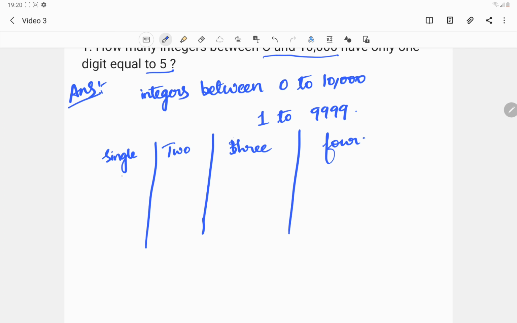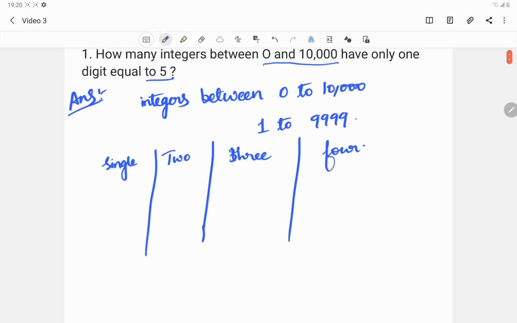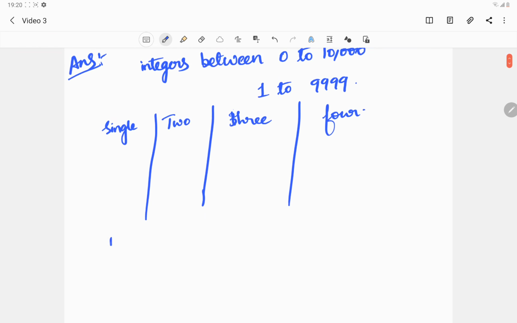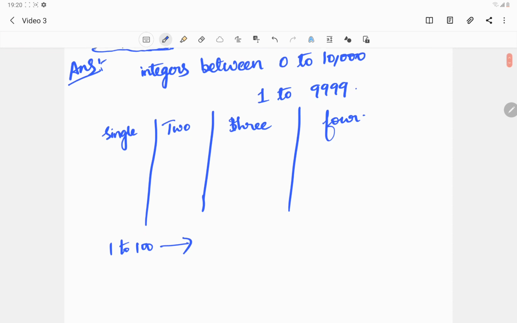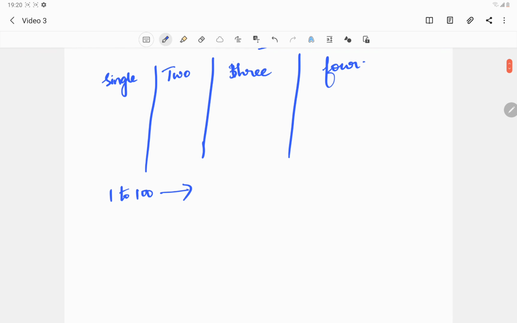Now, as we know, from 1 to 100, the question states how many integers between 0 to 100 have only one digit equal to 5. So from 1 to 100, as we know that 5 appears in 19 numbers and 20 times.